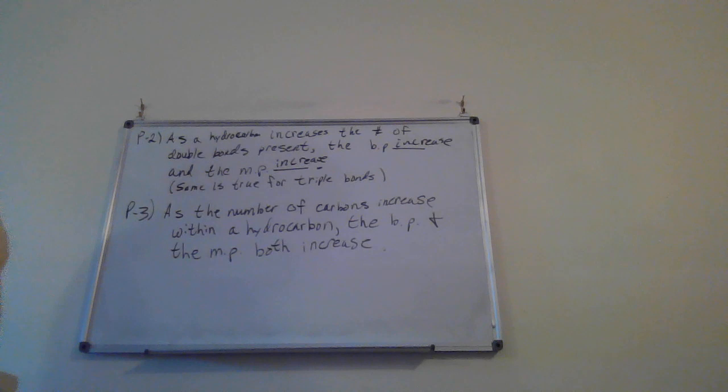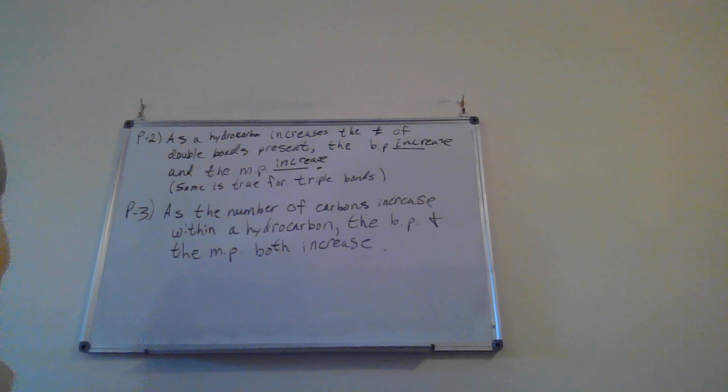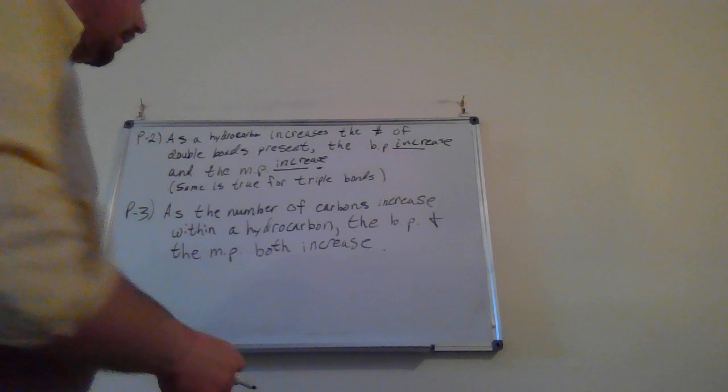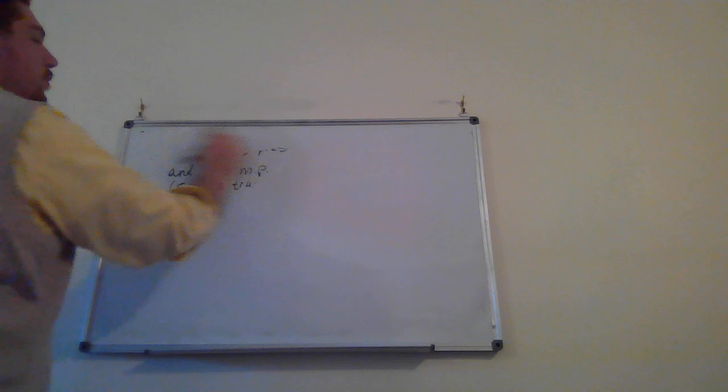As a hydrocarbon increases the number of double bonds present, or also the number of triple bonds present, the boiling point will increase and the melting point will increase. Third property: as the number of carbons increase within a hydrocarbon, the boiling point and the melting point both will increase. Okay, so that about does it for those, and we're at about 27, 28 minutes. And let's see, let's go talk about rings maybe for the next 10 minutes. And then I'll give you a couple problems to try on your own. And then we'll pick up with the third video next time when we talk about functional groups and stuff.